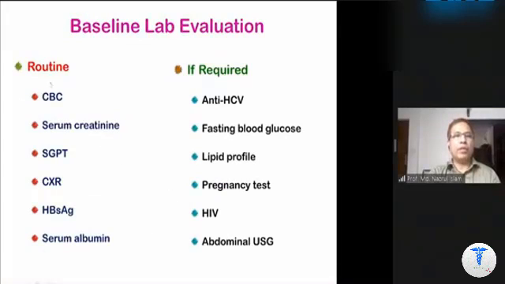So before giving this drug, we simply do the CBC, creatinine, SGPT. If other symptoms are there, X-ray chest and albumin can be done. Here on the right side, if there are many comorbidities with the psoriatic arthritis patient, these investigations can be done at baseline if needed.